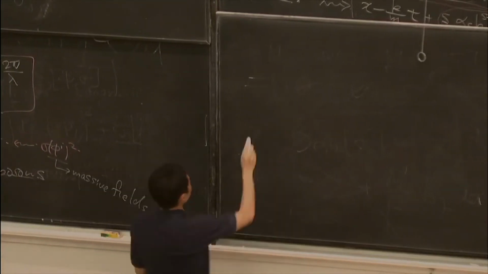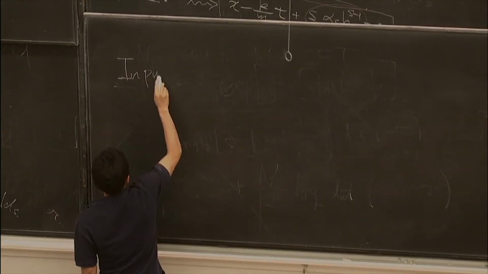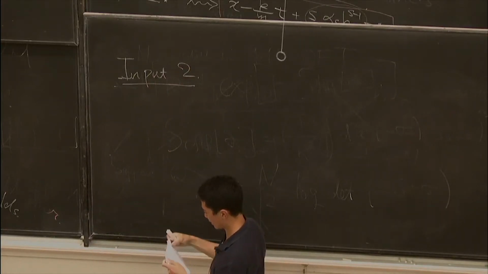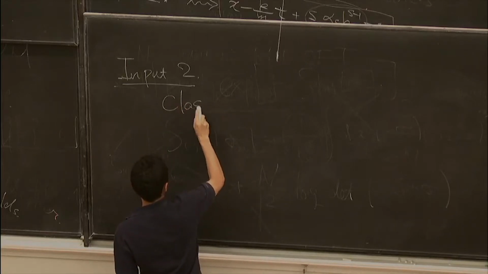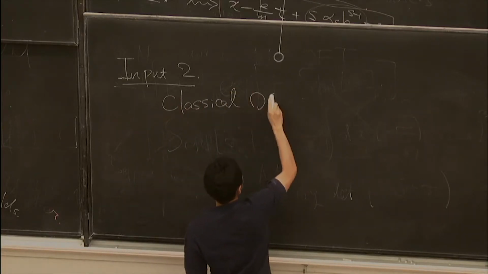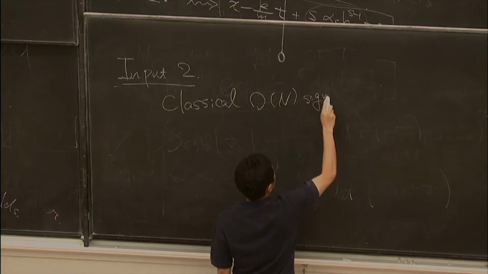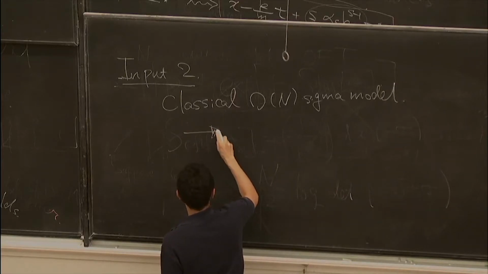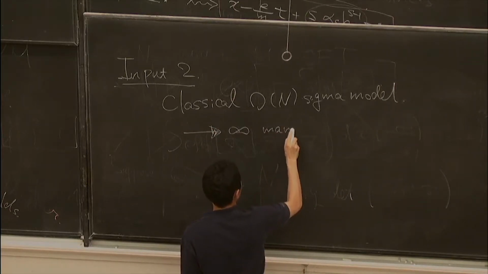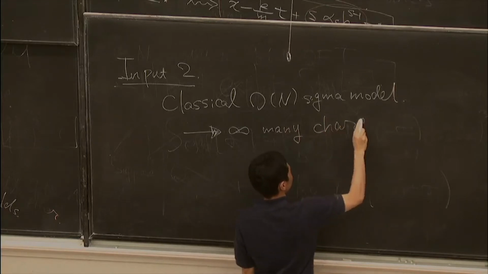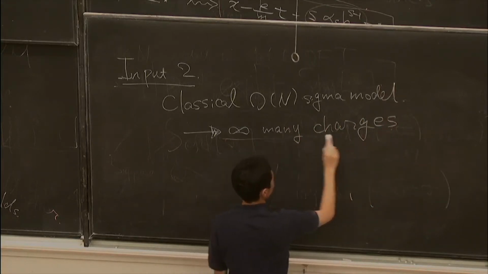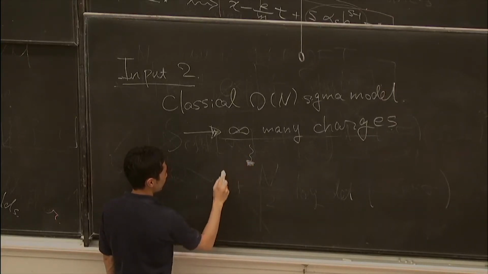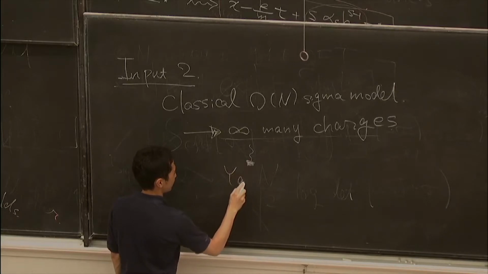So input 2, I'm not going to explain input 2, but input 2 is again classical. If you analyze the Lagrangian of the classical O(N) sigma model, you can actually construct infinitely many conserved charges, which, as I explained, implies the 2 to 2 S matrix should obey the Yang-Baxter equation.